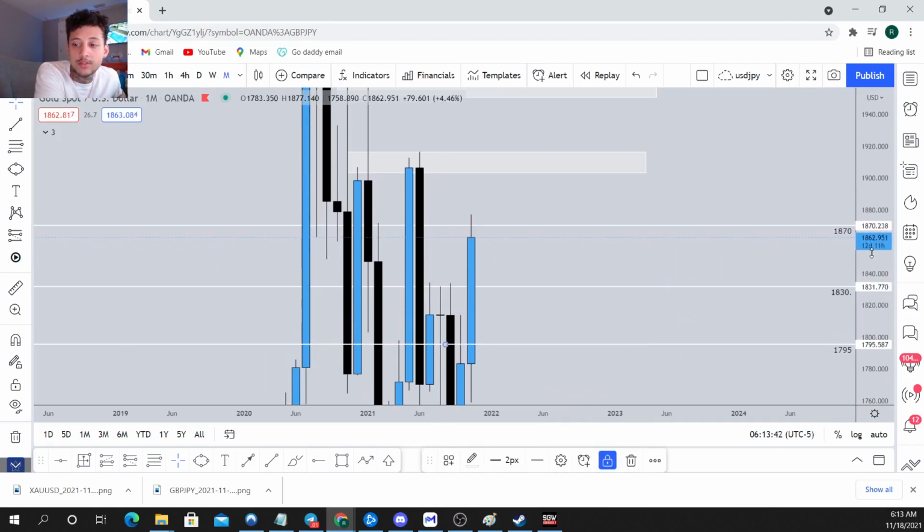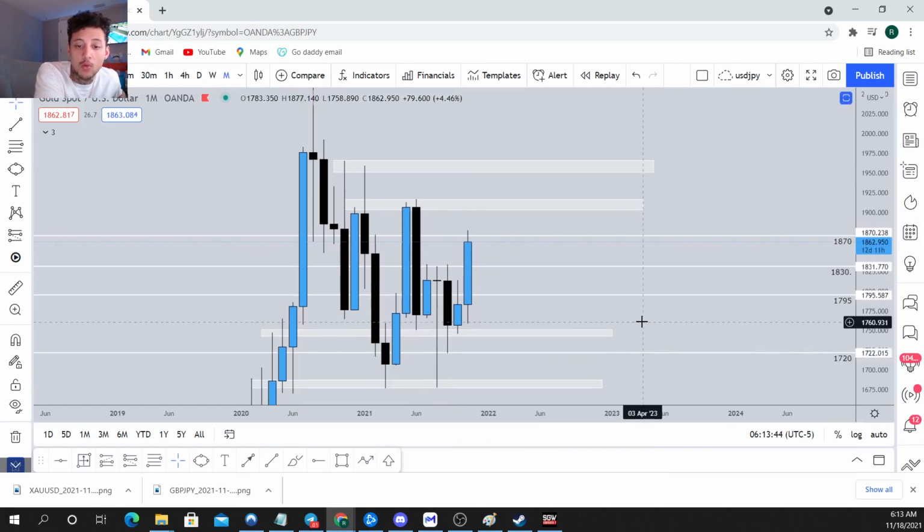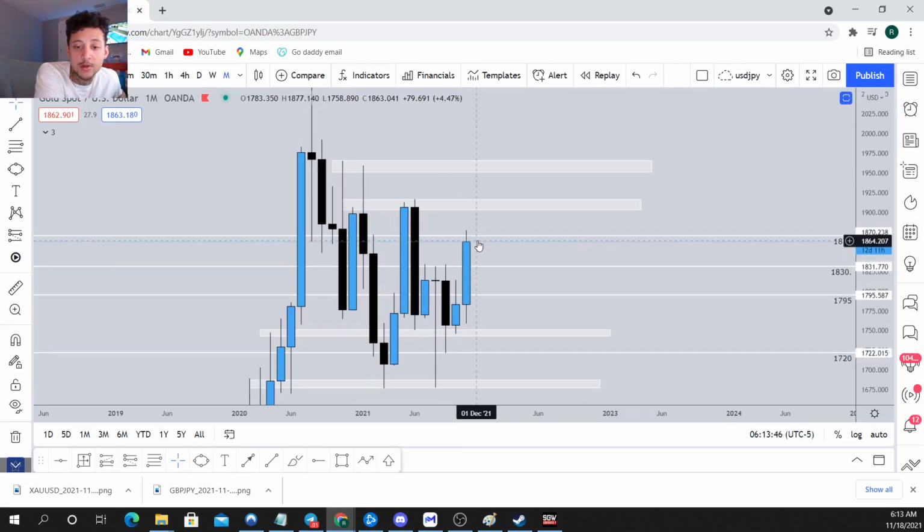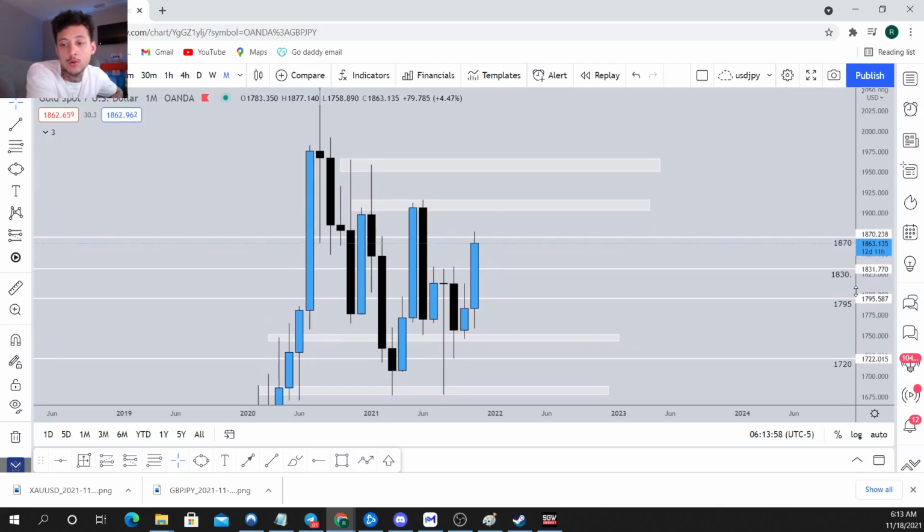So there's 12 days left within the month. What I can expect is for this month to close and for the next month to keep going. Where could we keep going to? Right here, where we see the next level of resistance, right? 1900 is where we can expect gold to go in the short to long term.